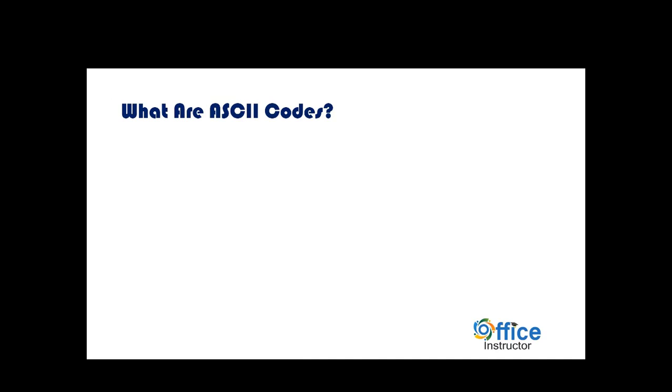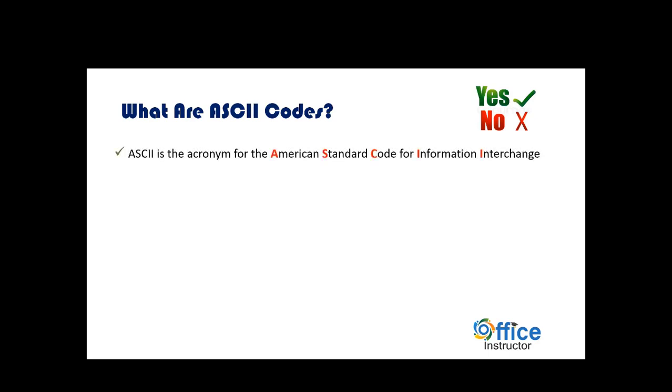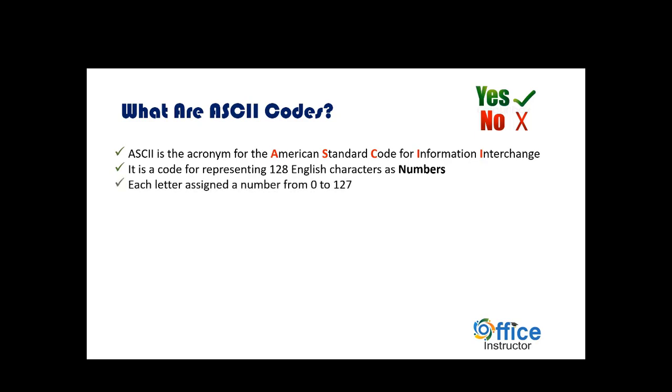What are the ASCII codes, and how do we use them to deliver a yes or no in Excel? ASCII is the acronym for the American Standard Code for Information Interchange. It's a code for representing the 128 English characters as numbers. Each letter is assigned a number from 0 to 127. For example, the ASCII code for uppercase M is 77. ASCII codes from 65 to 90 correspond to letters A to Z in uppercase.